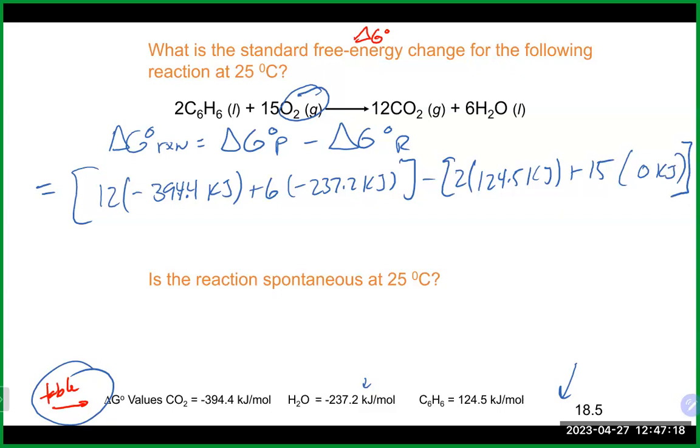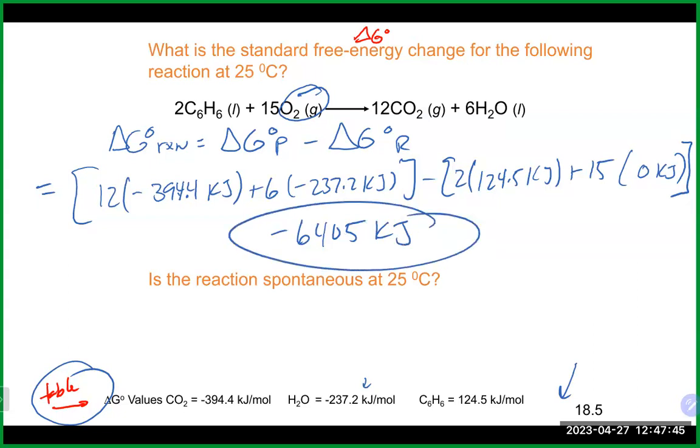That's uncombined. So doing our math here, that's 12 times minus 394.4 plus 6 times minus 237.2. And then we're going to subtract that from 2 times 124.5. Looks like it's going to give us a minus 6405 kilojoules.